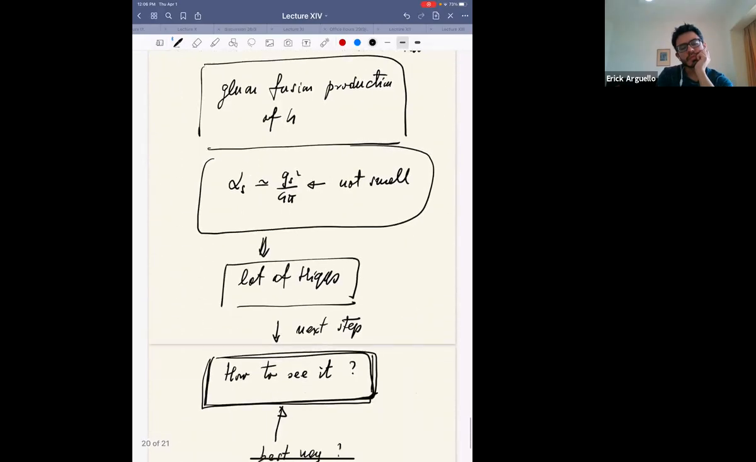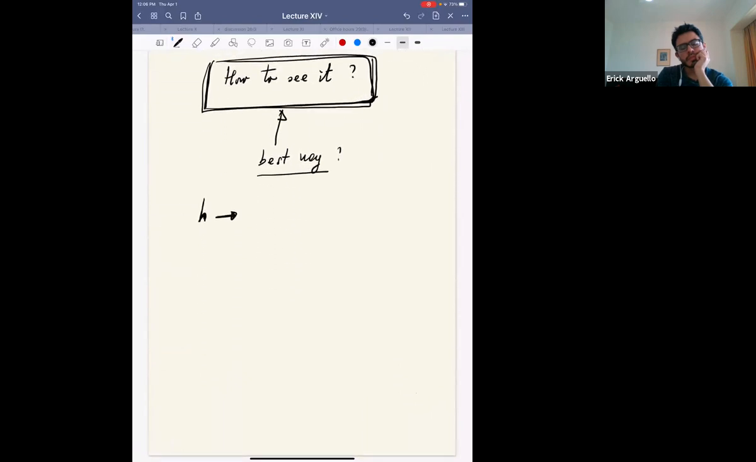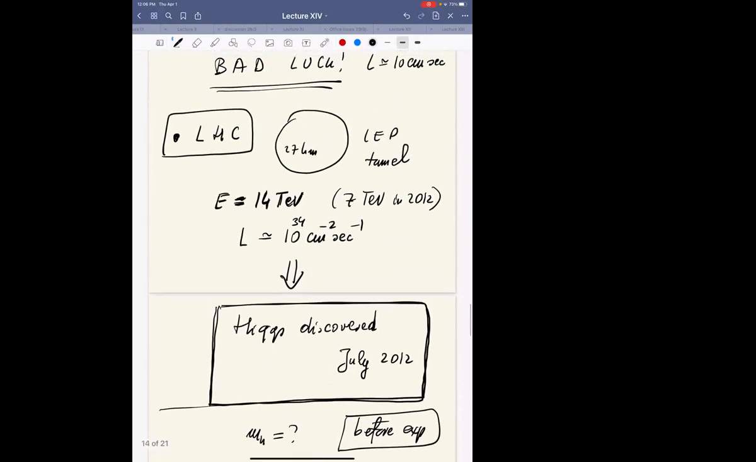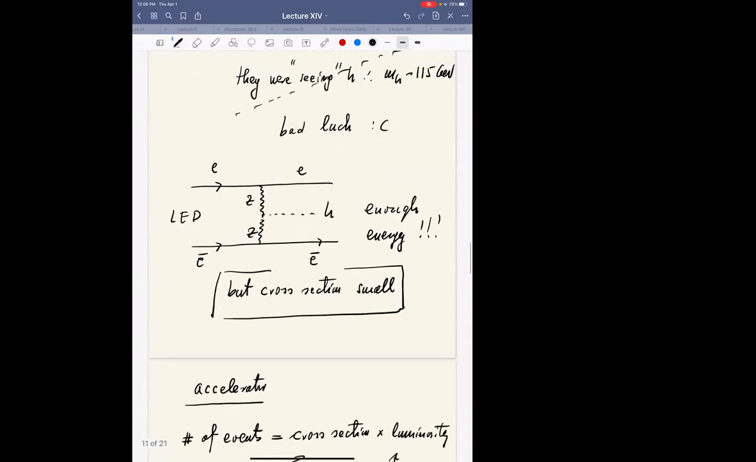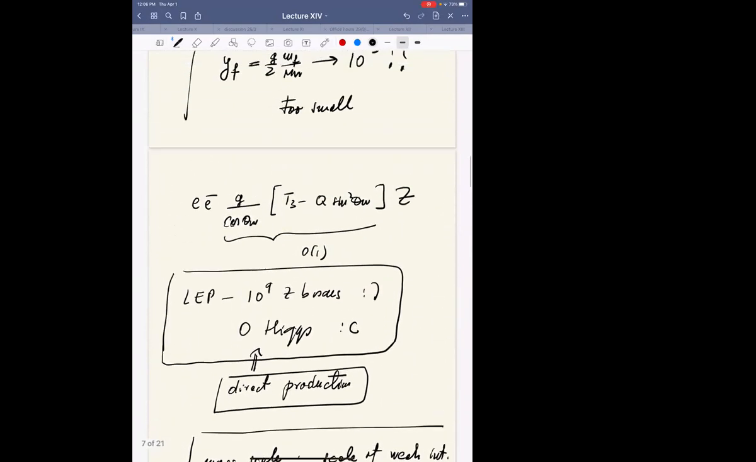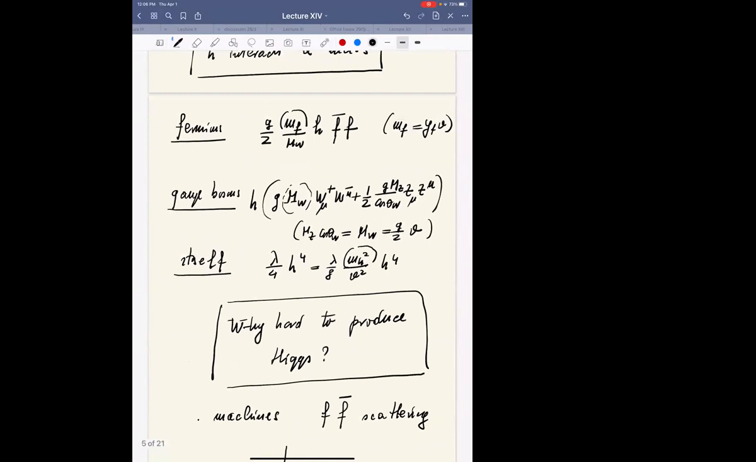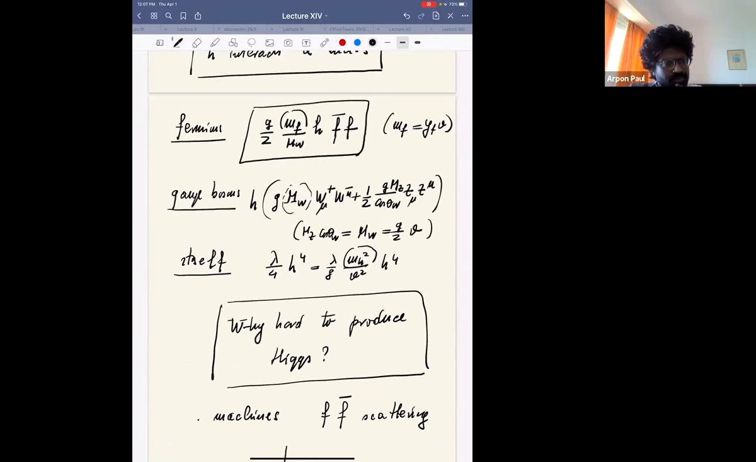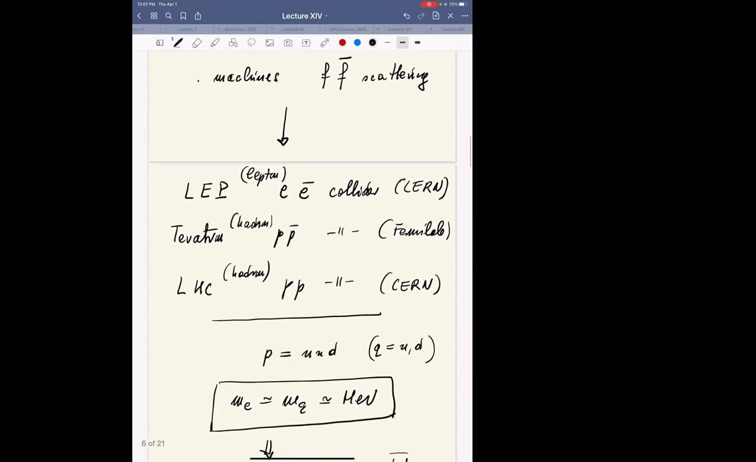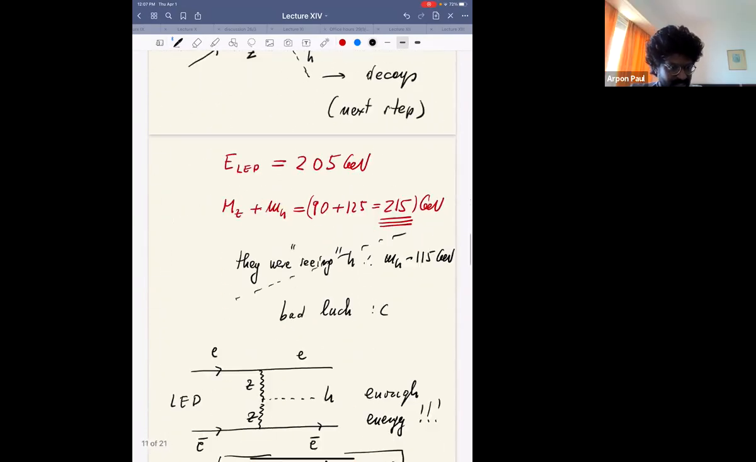Fermion, antifermion. Right, which one? Lepton, antilepton. Why? Here is the coupling. The main decay mode should be also the top anti-top pair. How heavy is the Higgs? It's around 125 GeV. And top? Oh, sorry. Okay, good try. But the logic is good. That's what I wanted to hear. So I see what you are trying to say.